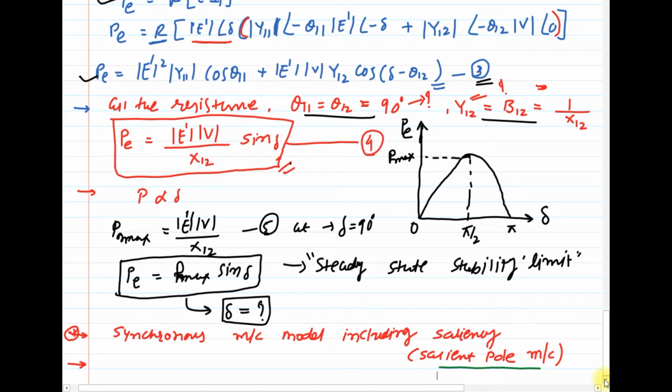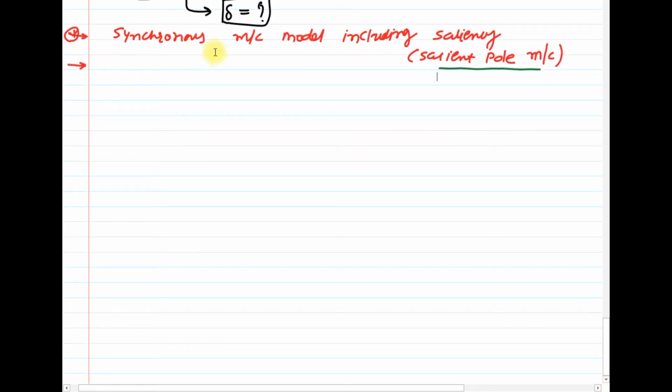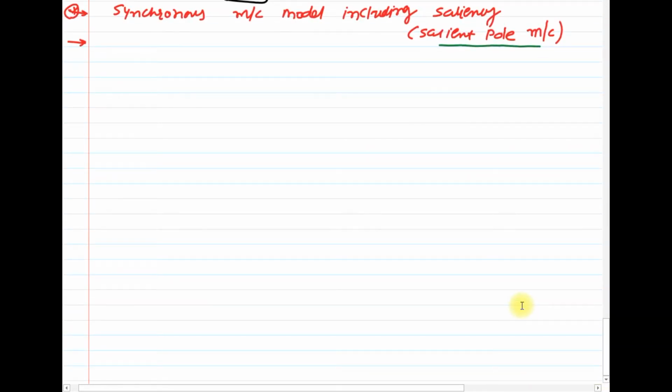In the same way, we have to derive and understand the behavior of the synchronous machine including the saliency effect, that is, the salient pole machine. So for that, let us draw the phasor diagram of the synchronous machine for the salient pole machine. The first step of the theory is to draw the phasor diagram including saliency effect. Clear?